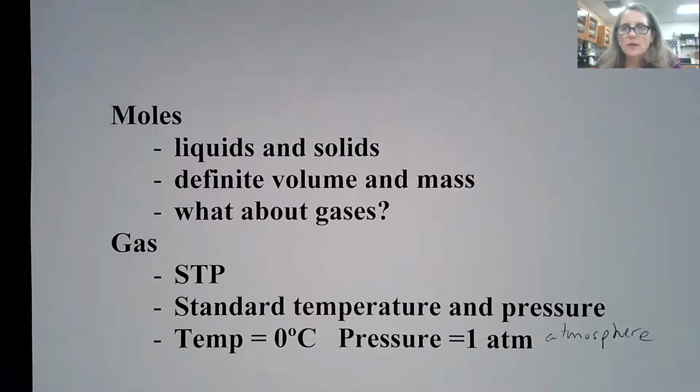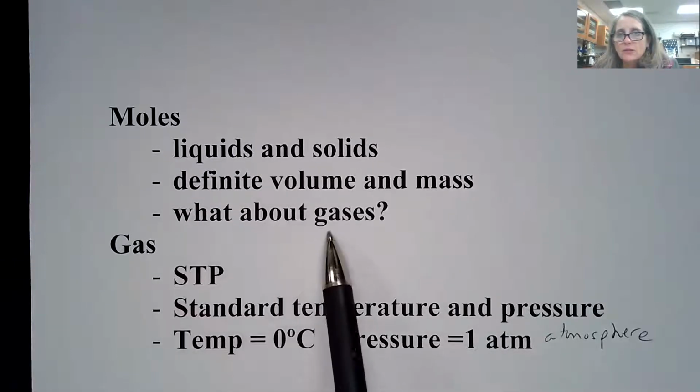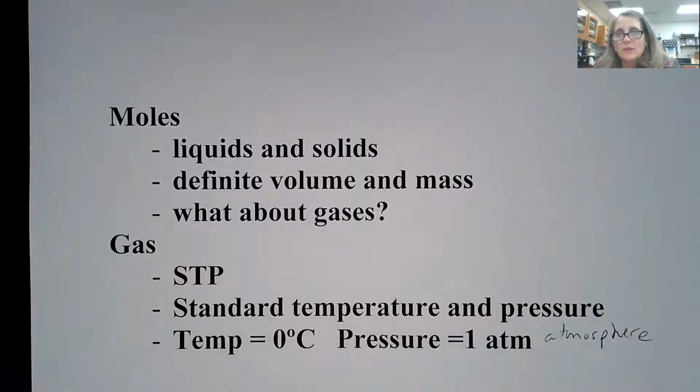So this video is going to talk about moles having to do with gases, because liquids and solids have definite volumes and masses. So we can quantify them pretty easily based off of, again, their physical state. But gases are going to be very different because they will, of course, expand and take up the space of any container that they are in. So we need a kind of different relationship or something else to think about.